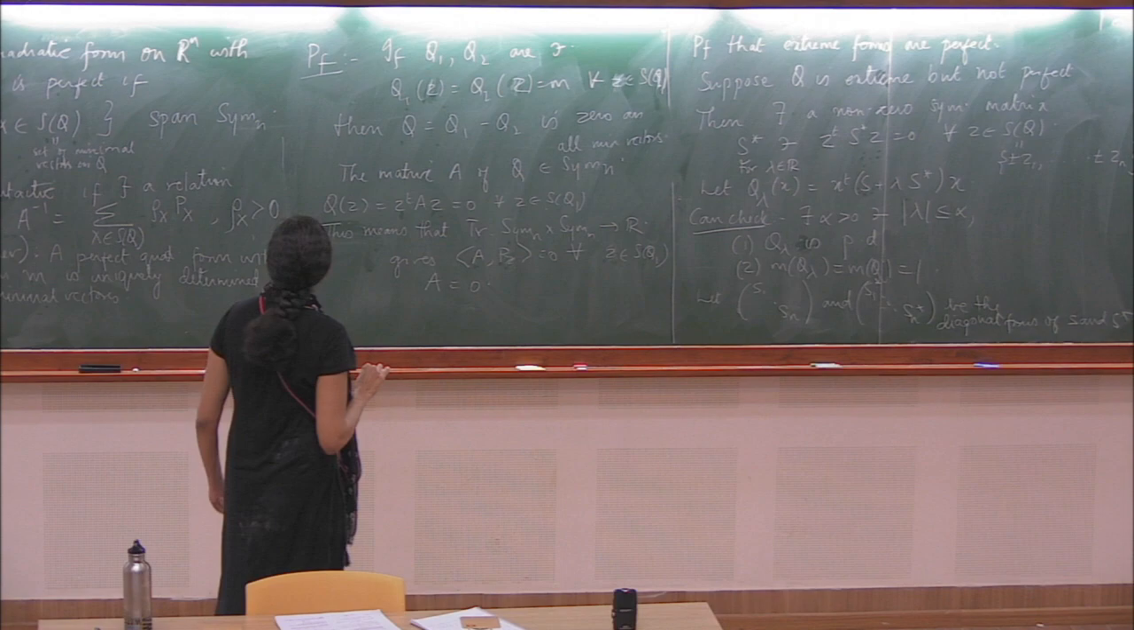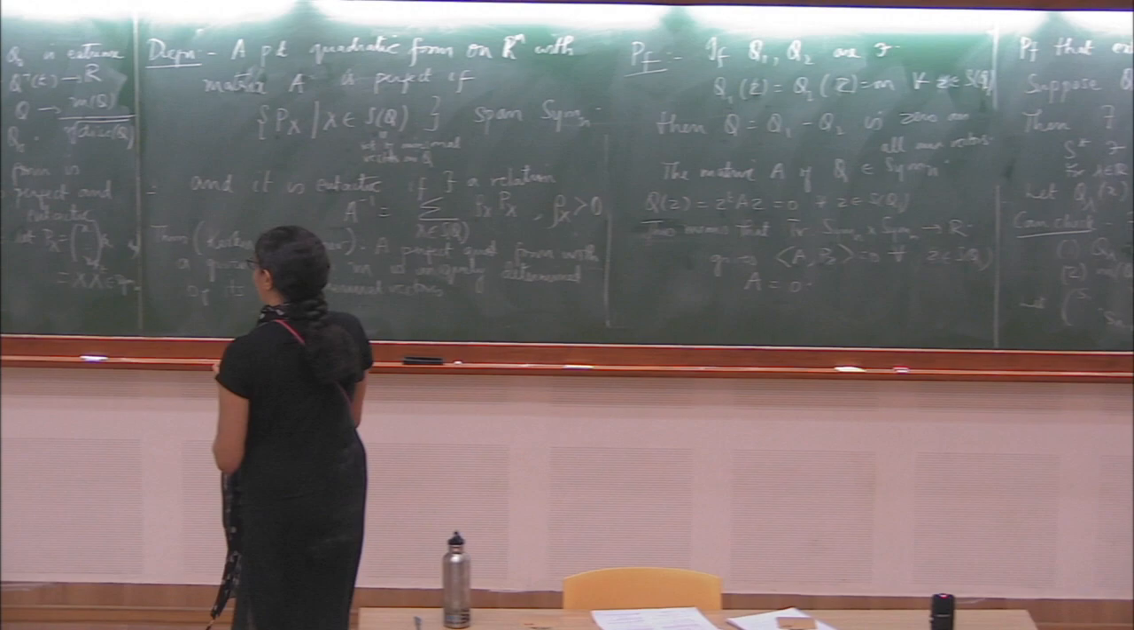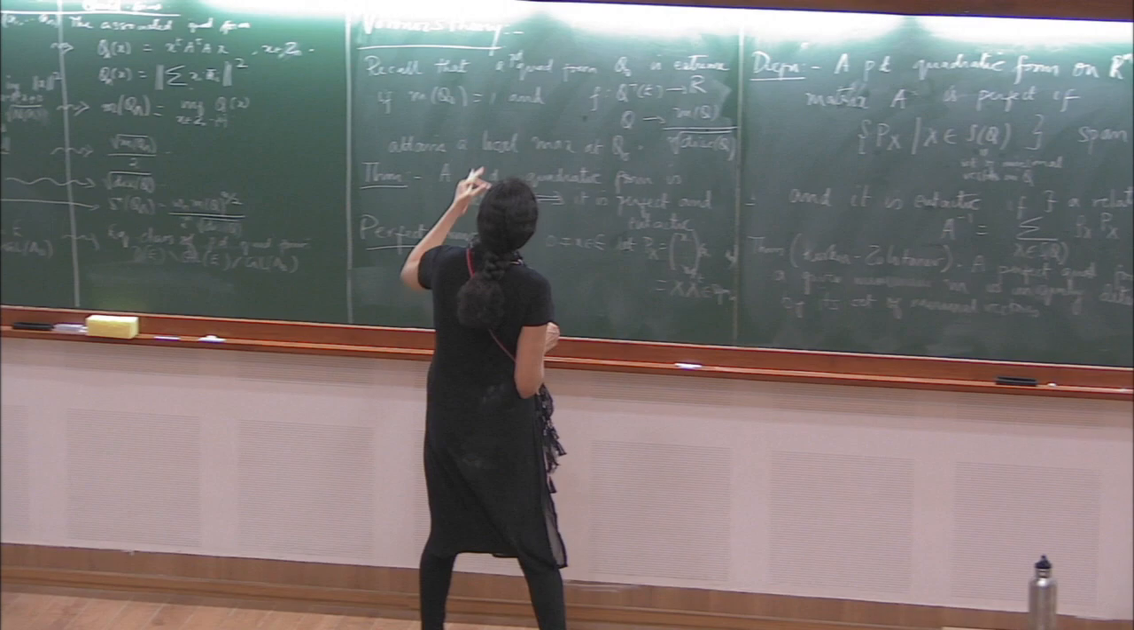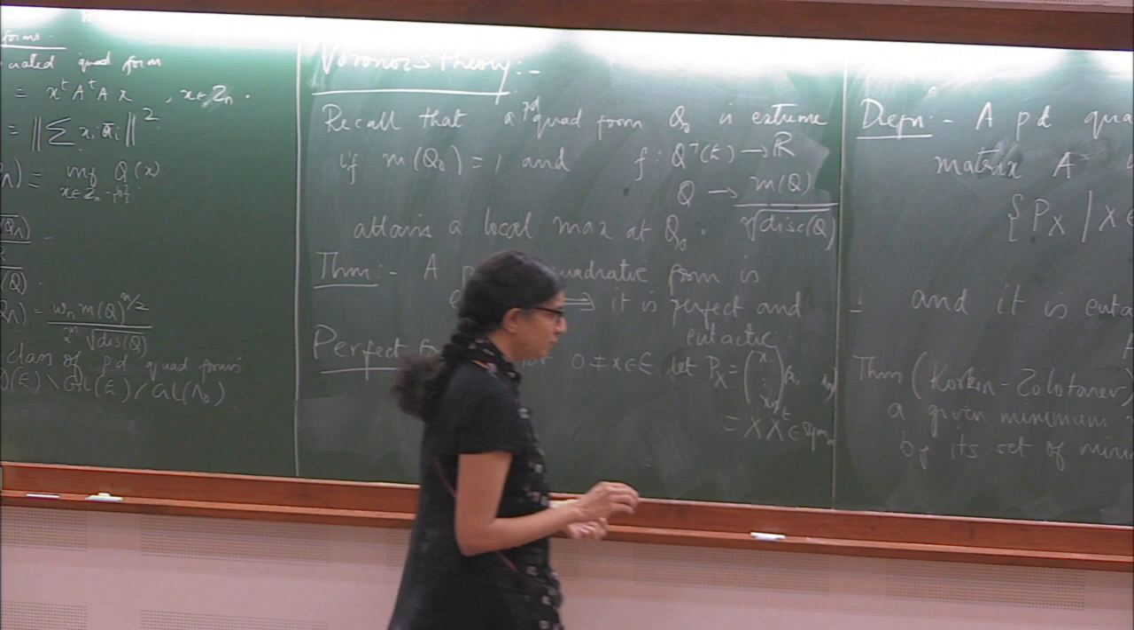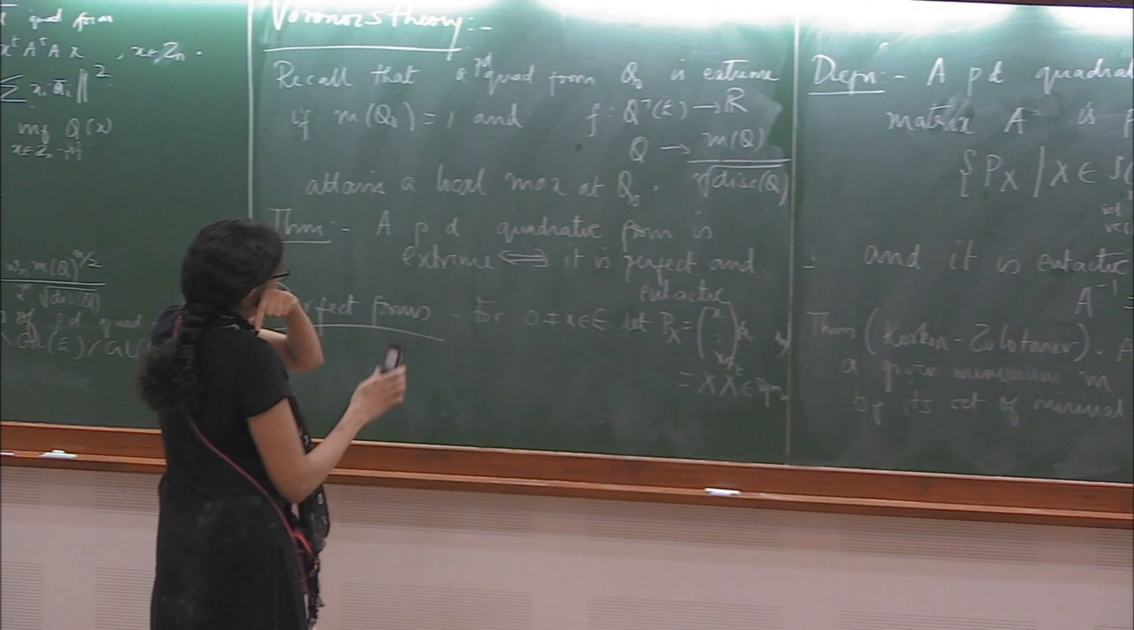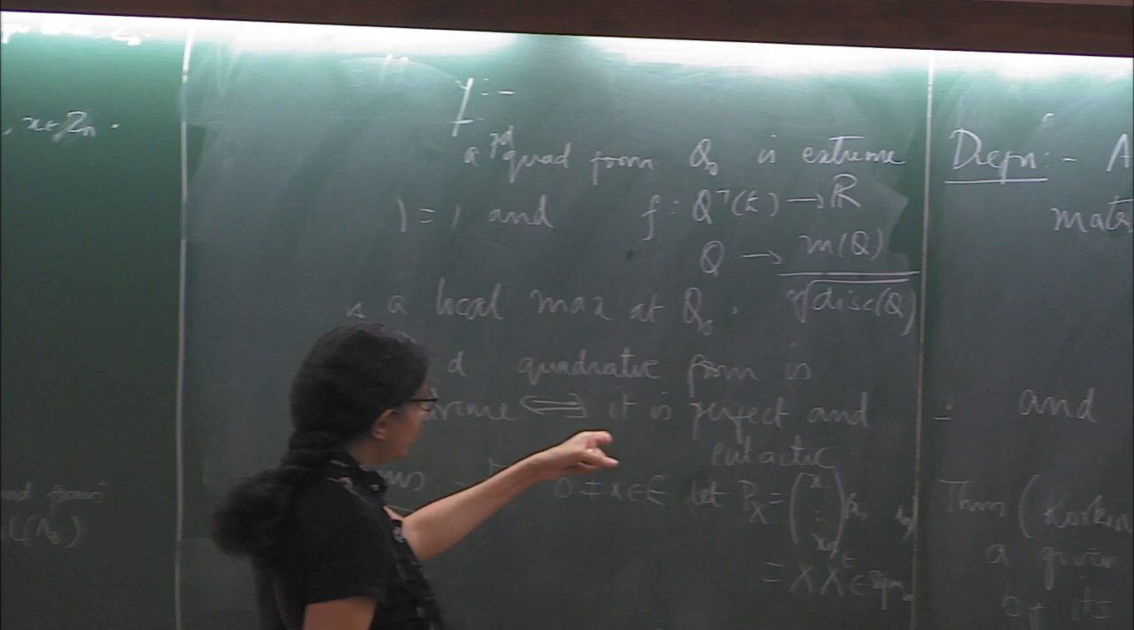Okay, that is pretty much what I had to say, except there's one more thing. There is an algorithm of Voronoi which allows you to enumerate perfect forms, which allows you to give a complete system of perfect forms. I don't understand the details of this algorithm. So in the hunt for extreme forms, one first tries to obtain a complete list of perfect forms.